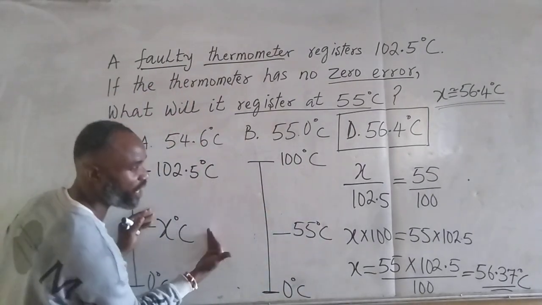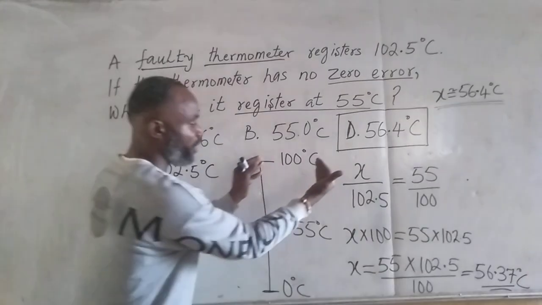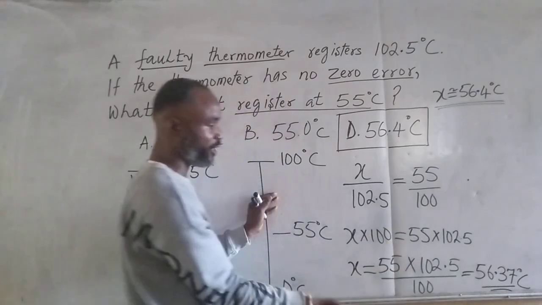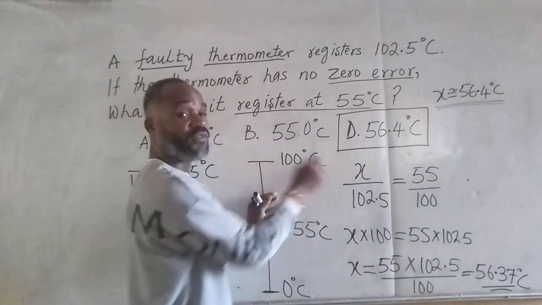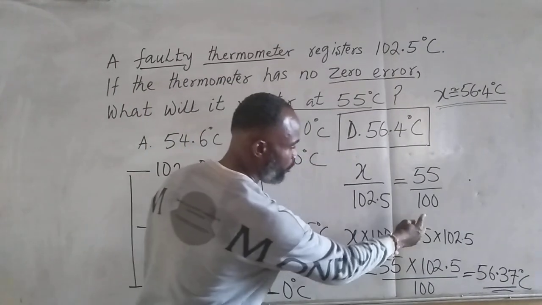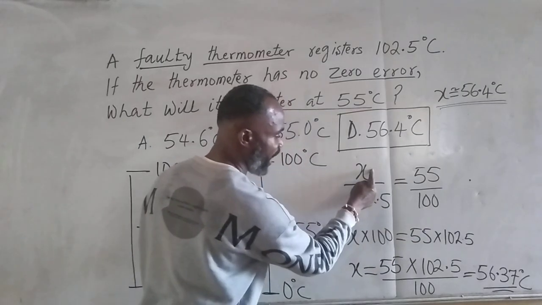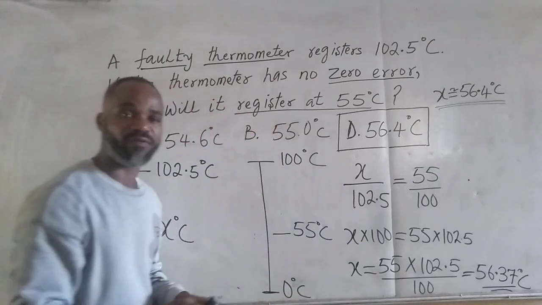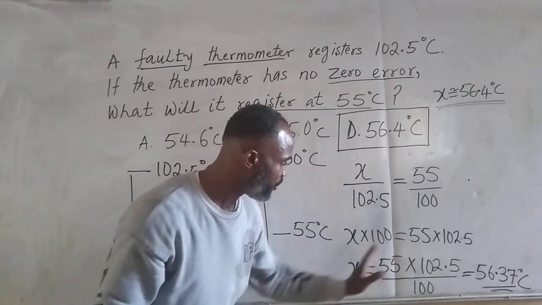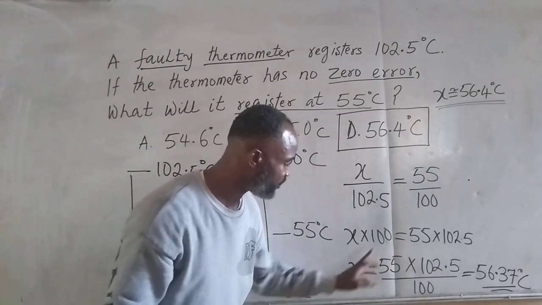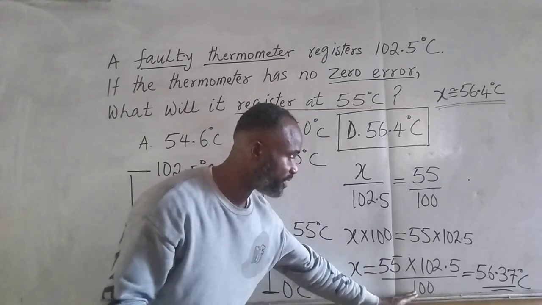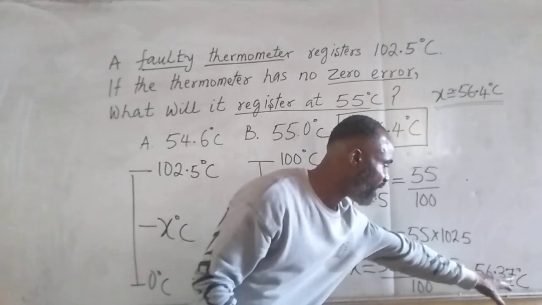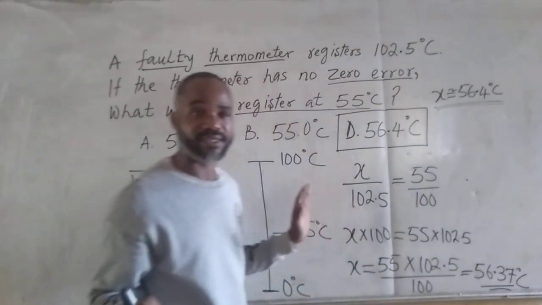We are equating what we have gotten from this point to what we get from this point, and that's what we have here. Then for further simplification, we make x the subject. 100 moves to x's side, this moves to this side, and eventually we divide through. When you divide through by 100, it cancels out, x remains, and you have this. Further simplification yields 56.37 degrees Celsius, and that is it.